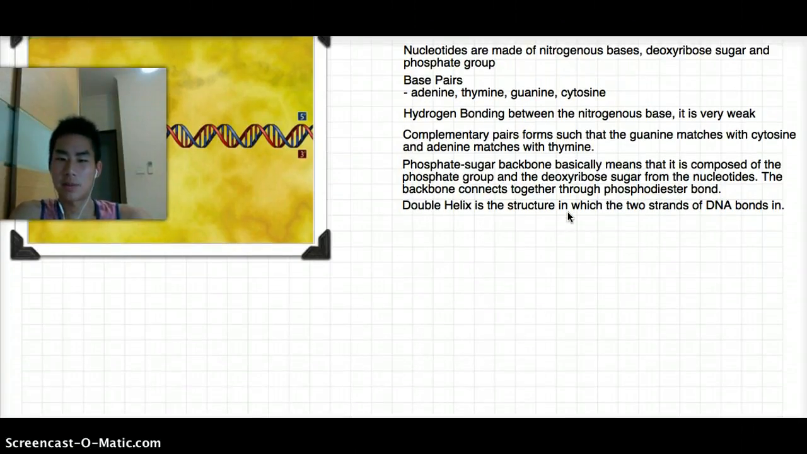Phosphate sugar backbone basically just means that it is composed of the phosphate group and the deoxyribosyl sugar from the nucleotides. The backbone connects together through a phosphodiester bond. Double helix is just the structure of the DNA, and it's just two strands of DNA that intertwine together.